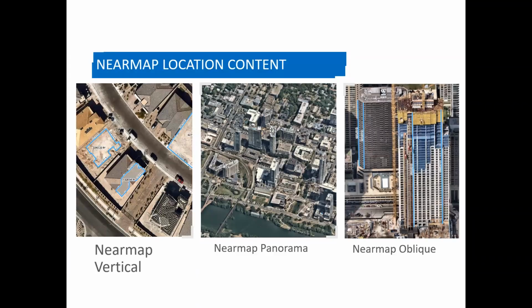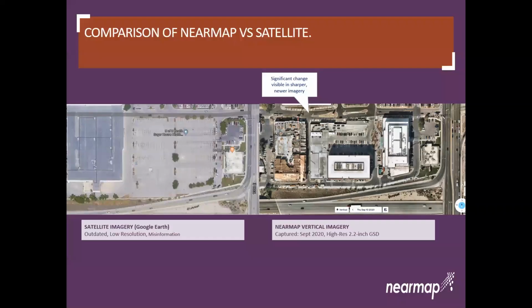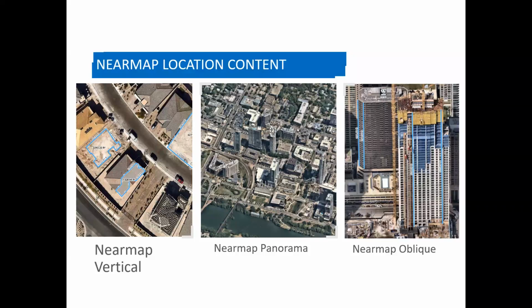Here is an example of the content that NearMap creates. You can see on the left, we have our NearMap vertical image. This vertical image is going to be anywhere from 2.2 to 2.8 inch GSD resolution. What that means is the measurements made on this imagery are going to be accurate within 6 inches of the real world.